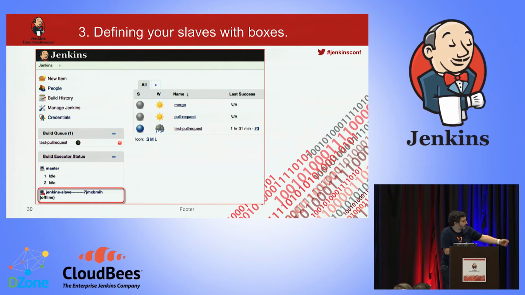And these slaves obviously appear in Jenkins exactly as any other slave. It's just that they are automatically generated and automatically managed by Elasticbox.